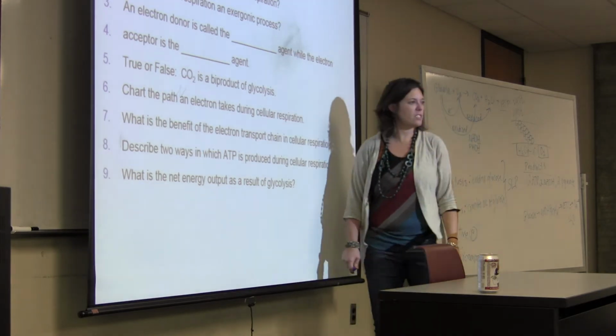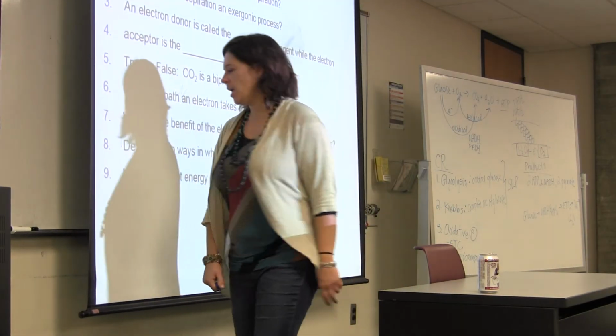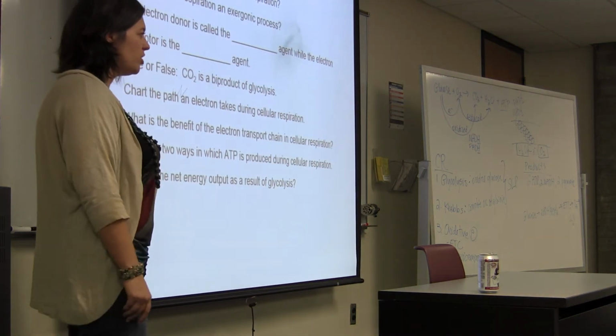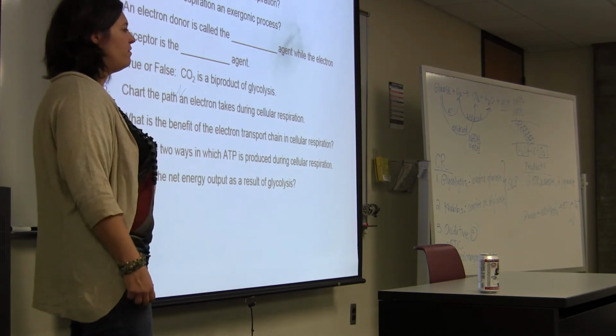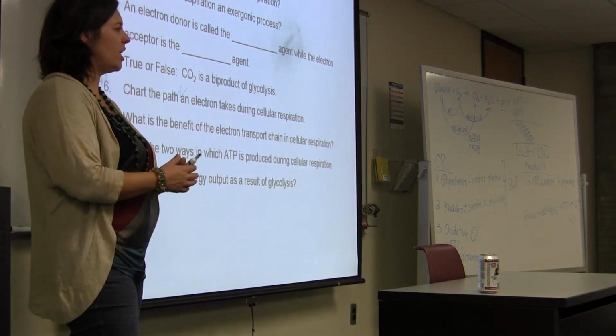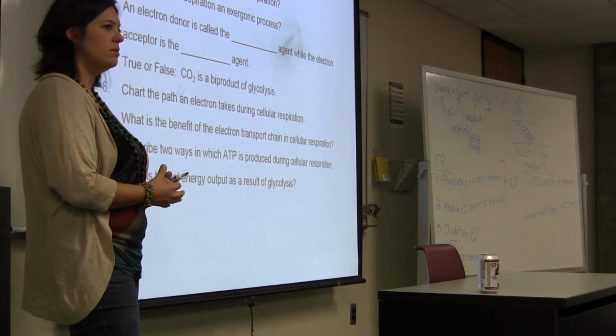All right, questions? What was number 8 again? Number 8, 2 ways in which ATP is produced. The substrate level phosphorylation, and then the other one is oxidative phosphorylation. So we've already talked about substrate level, and we'll talk about the other one on Thursday. Any other questions?